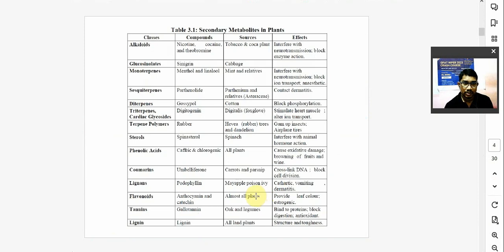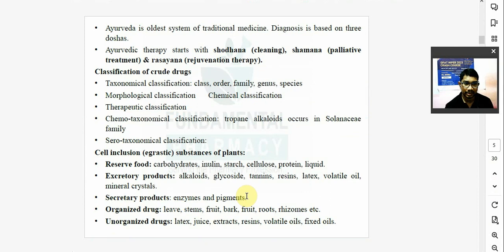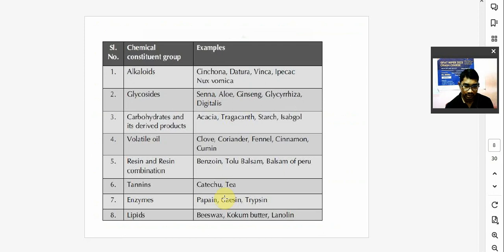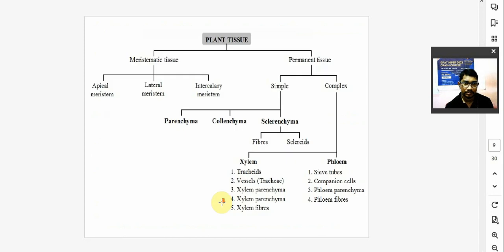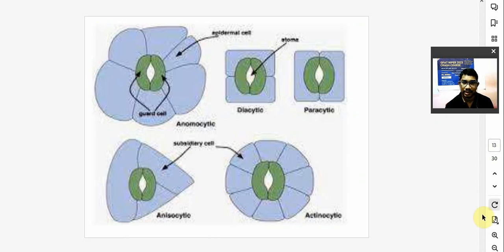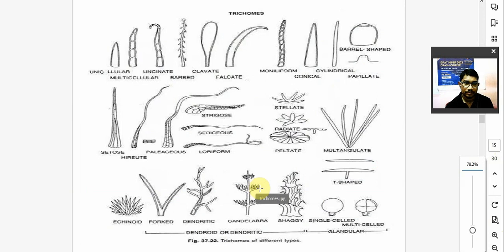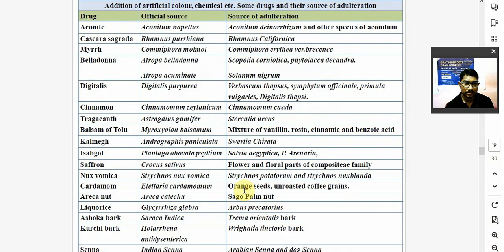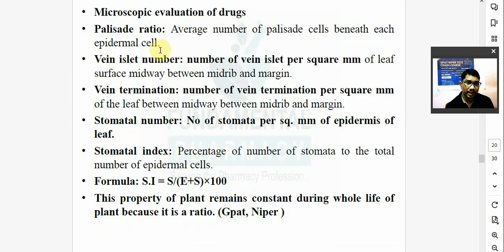After that, we have also seen some important active constituents from plant origin which are used in therapeutics. We have also seen the secondary metabolites of plants. I will explain that part again. We have seen the classification of crude drugs, and these chemical groups, etc. Plant tissues. We have seen types of stomata. In the last session, we finished types of stomata and trichomes.